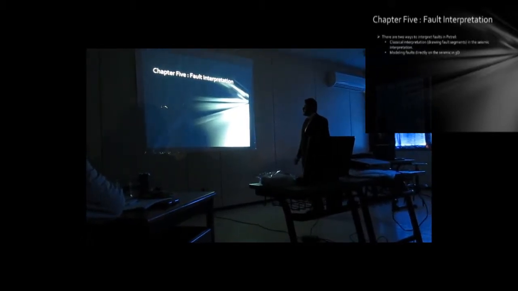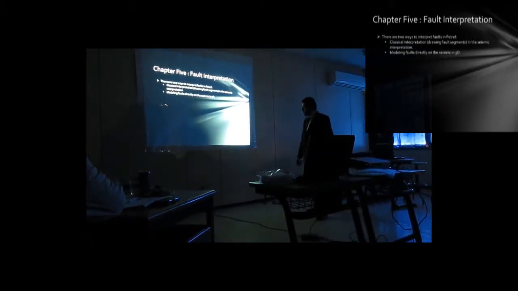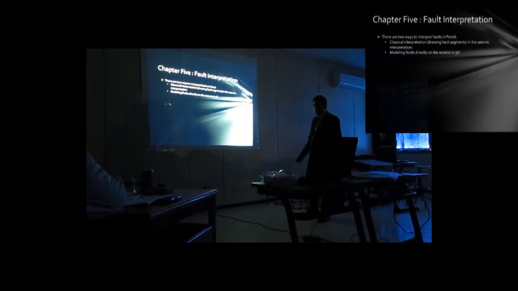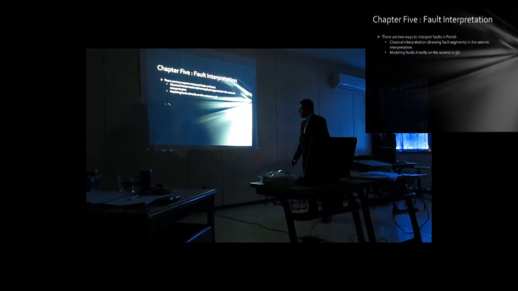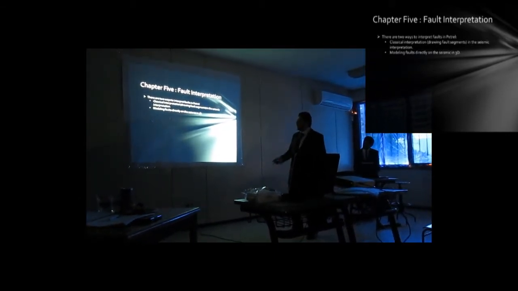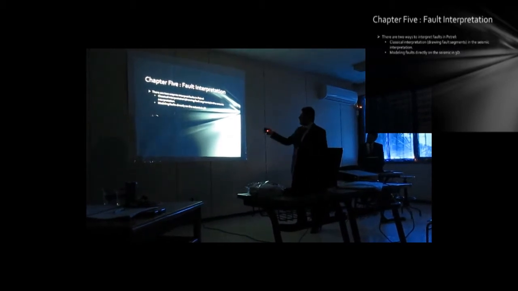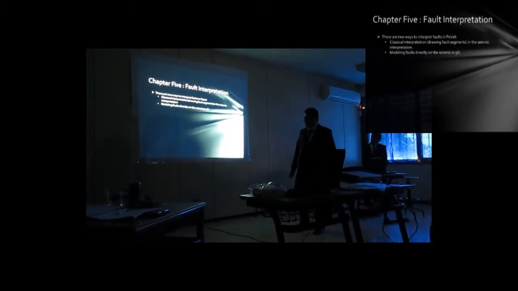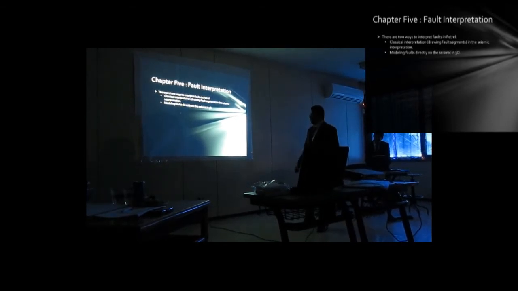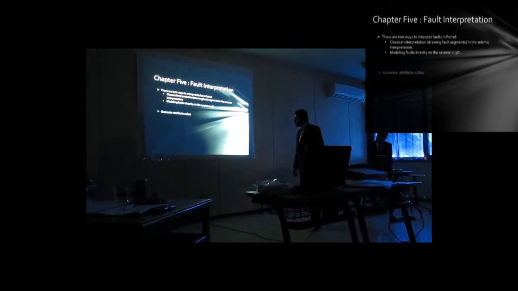Chapter 5 is fault interpretation. There are two ways to interpret fault indicators. Classical interpretation, by drawing each fault segment inside the interpretation. You go through this step by manually drawing the interpretation, and modeling faults directly in seismic in 3D. We use both to get a better quality of our faults in the area.